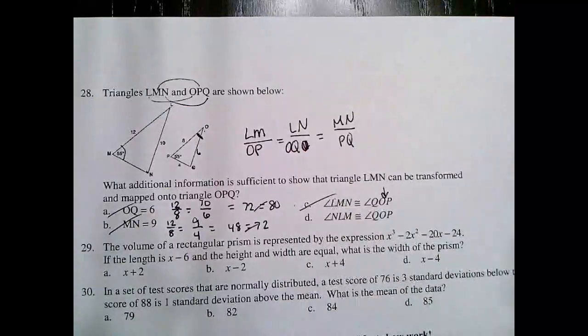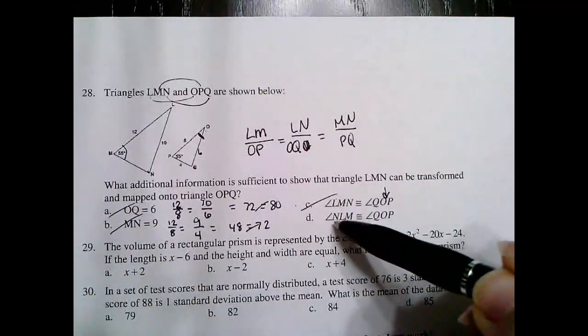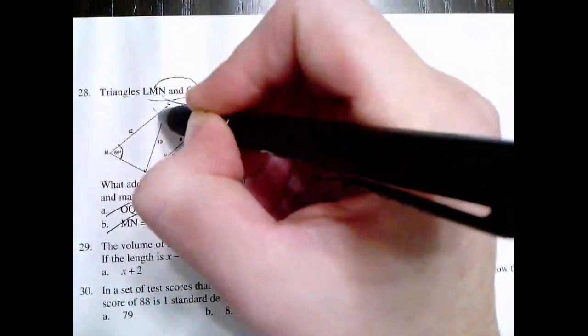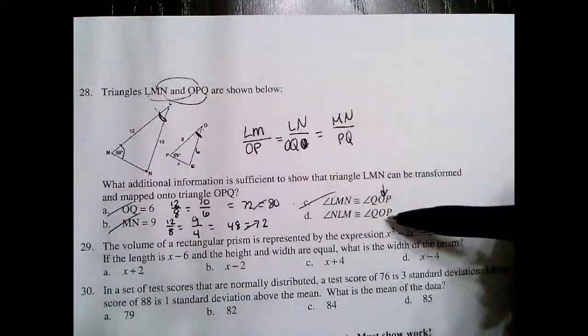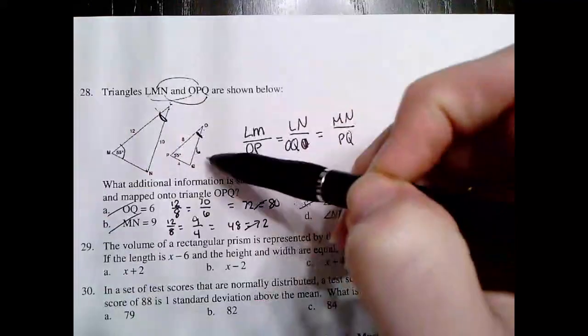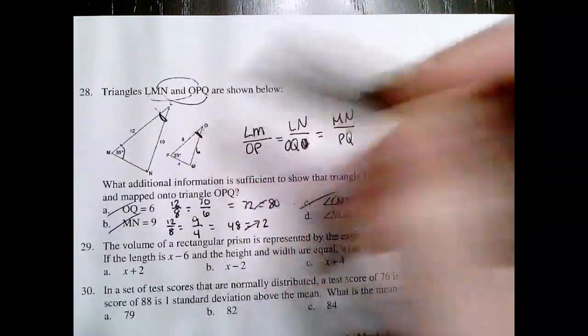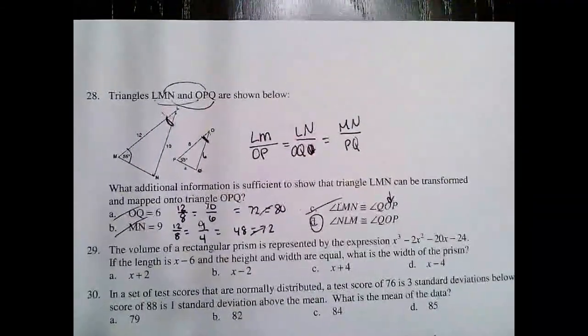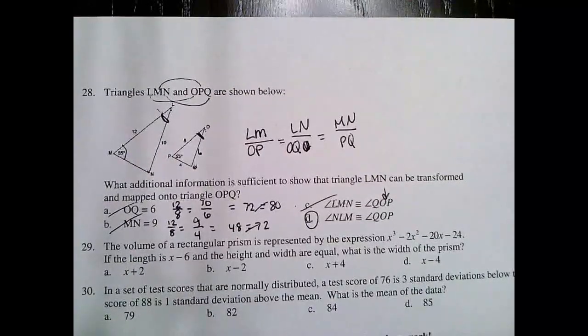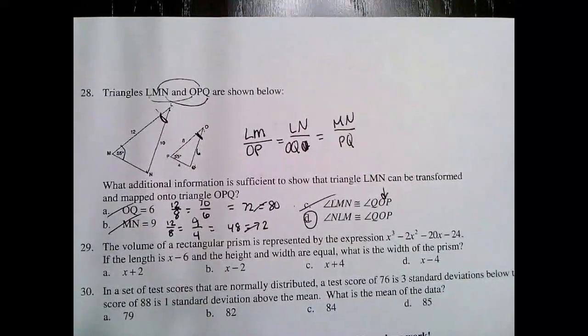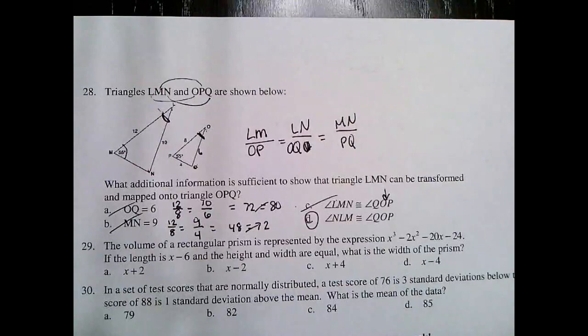So it's not C. D, angle NLM, so it's talking about the top angle now, is corresponding to QOP. QOP is also talking about the top angle. So yes, the answer here is D. That's the other piece of information to show that they can be transformed and mapped, that they are similar.